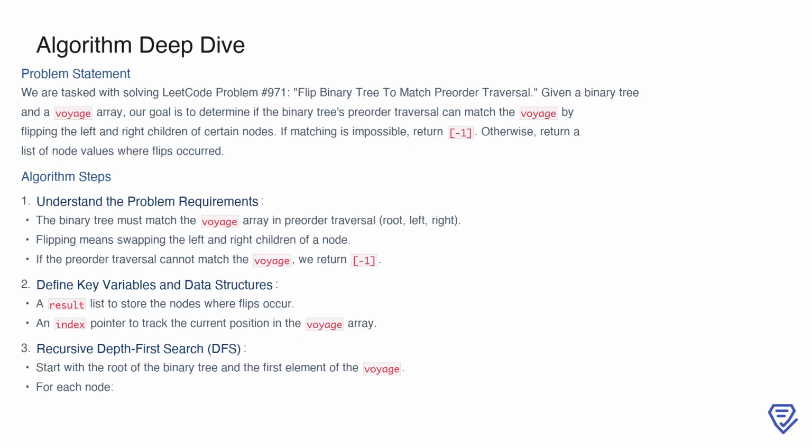To approach this, we first define a result list to store flipped nodes and an index pointer to track our position in the voyage. Then, we use a recursive depth-first search, starting from the root, and check if the node values align with the voyage. Any mismatch means an immediate return of -1. This keeps the algorithm efficient and focused on matching the traversal step by step.